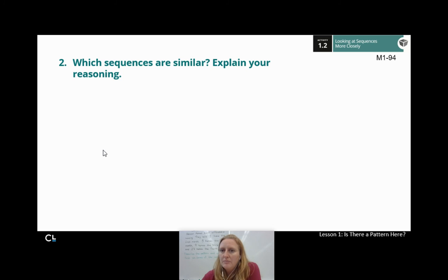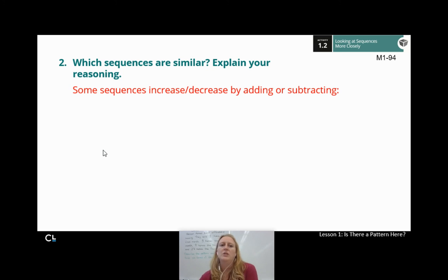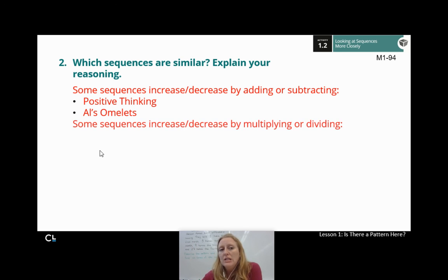So I noticed that some of my sequences were either increasing or decreasing by adding or subtracting. Did you notice that? Like I noticed that the positive thinking, we kept subtracting 4, right? And I also noticed that for Al's omelets, we kept subtracting 6. That was the pattern. But I noticed that some sequences were increasing or decreasing by multiplication or division, right? For the pizza contest, we kept cutting it in half, cut it in half, cut it in half. For the coin collecting, we kept multiplying by 3, multiplying by 3, multiplying by 3, right?